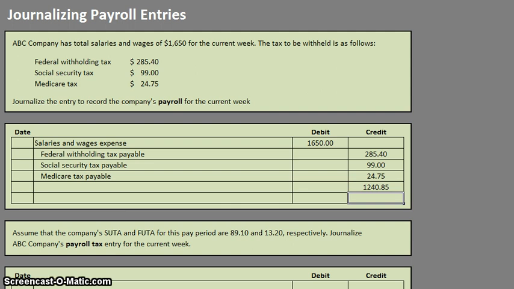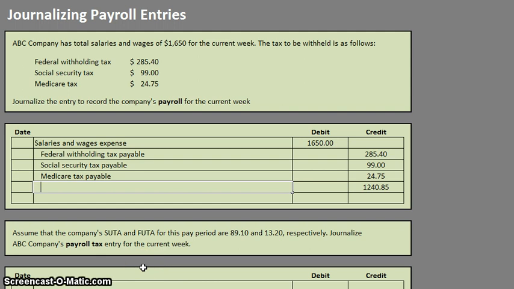So we find that we need a credit of $1,240.85. Now this amount, their gross pay minus all of their taxes, that is their net pay. That is the amount that they are going to receive on their paycheck. And in this case, we are going to assume that we are not paying this today. We're going to be paying this at a later date.